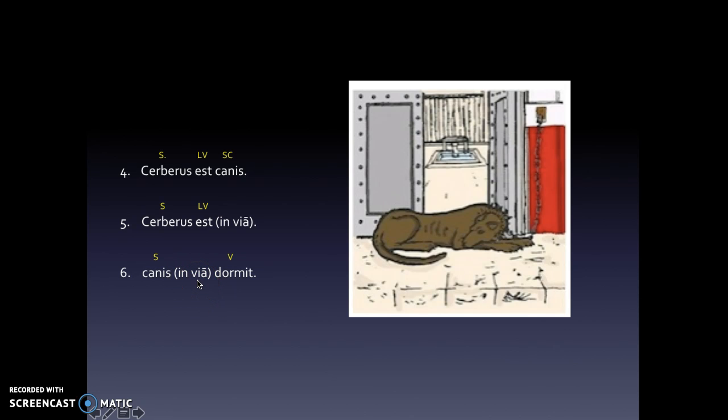So just like the previous trio of sentences, the first two had a linking verb, and for the most part we read them left to right. Cerberus is a dog. Cerberus is in the street. But when we had an action verb, we had to jump around a little bit. The dog is sleeping in the street.